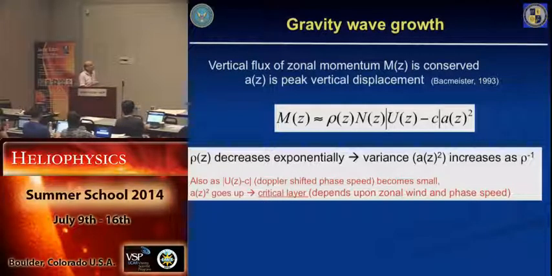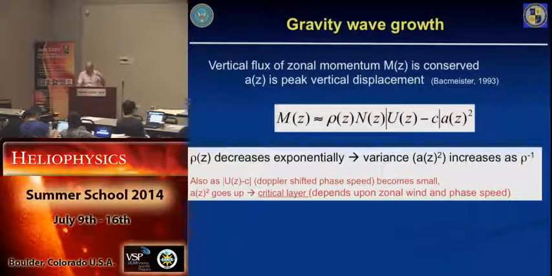This could vary, and if this gets close to 0, because the wind is near the phase speed of the wave, then this amplitude goes way up, and that's where the wave will get filtered out. But all else being equal, if this goes down, the amplitude has to go up, so this variance increases as 1 over rho.